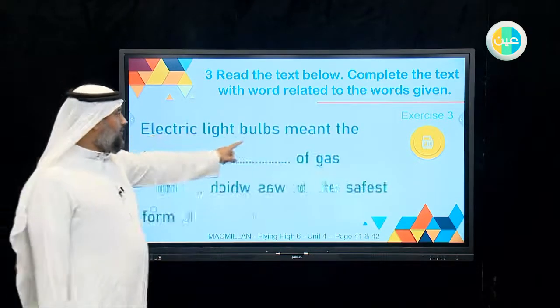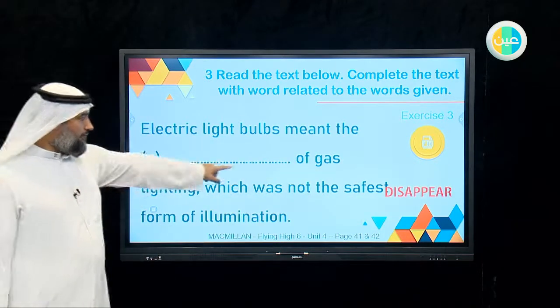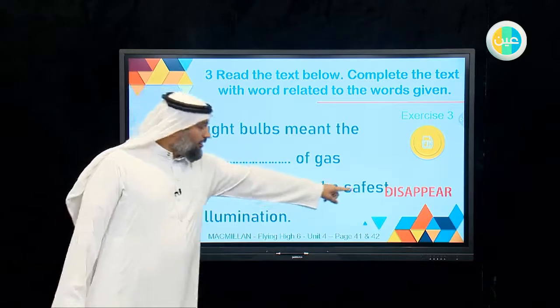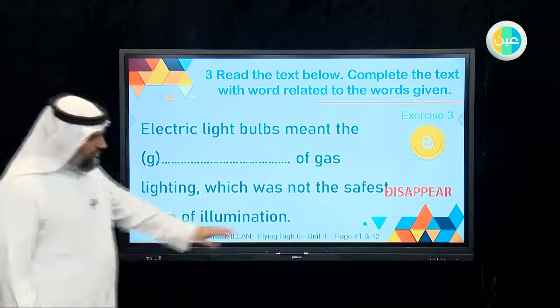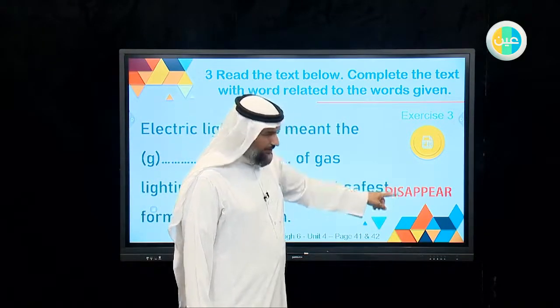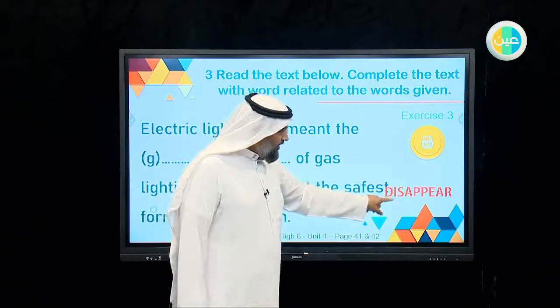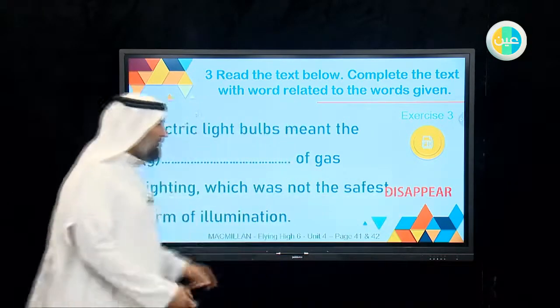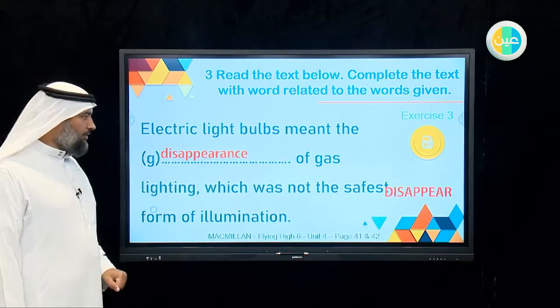Electric light bulb meant that the space of gas disappear. What do you think? Now, in your book, there's no this. So I added this because we're not talking about prefixes, we're talking about suffixes. So it should be disappear. So we say disappearance. Disappearance.